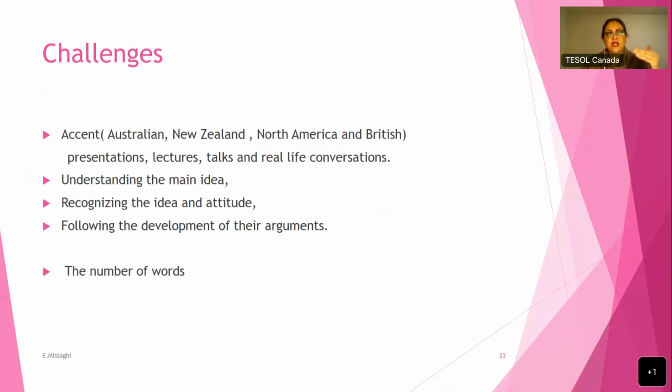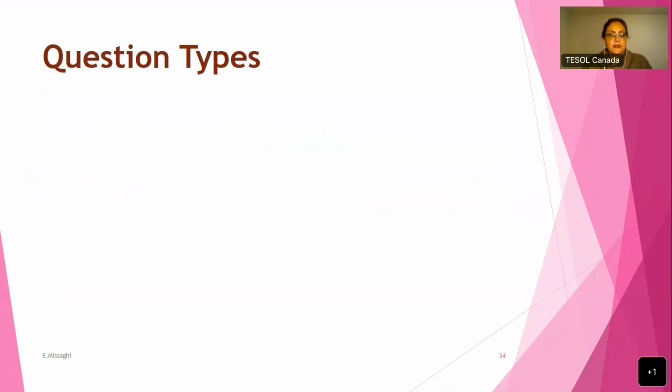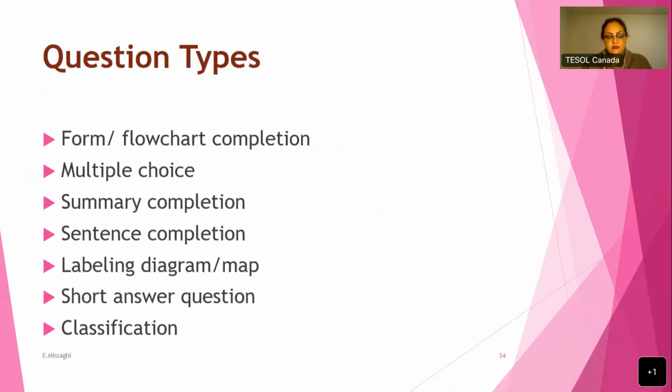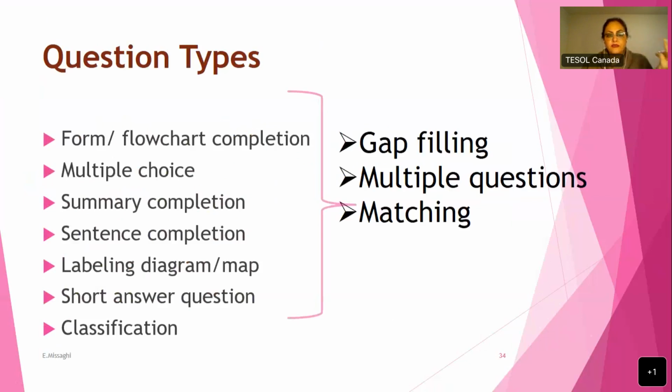And the number of words, because in IELTS it says write in 3 words, or in 4 words. So they forget how many words. The answer is correct, but it's more than the words they are permitted to write. Question types: there are different types, actually 7. They have flowchart or form completion, multiple choice, summary completion, sentence completion, labeling a diagram or map, short answer questions, and classification. Basically, it's gap filling, multiple choice, and matching.